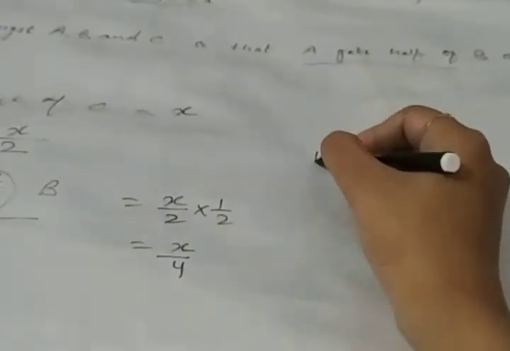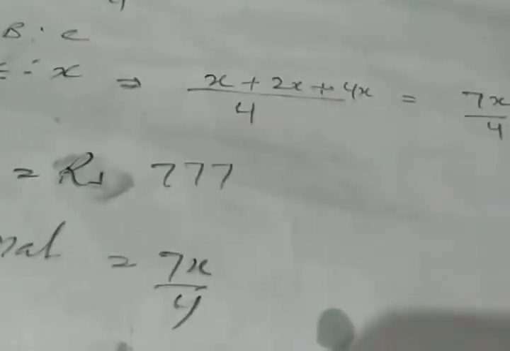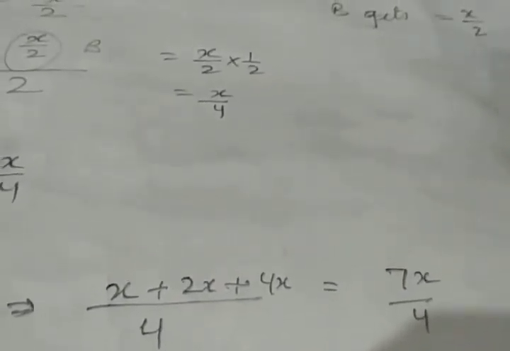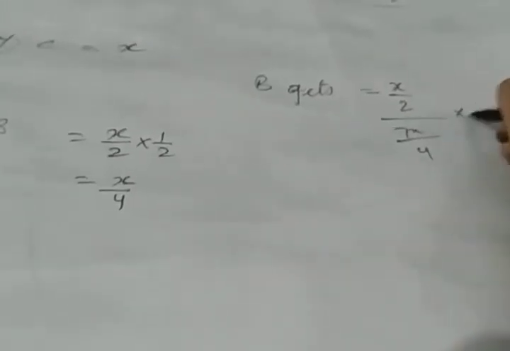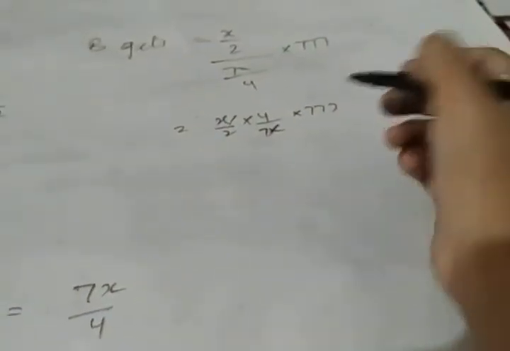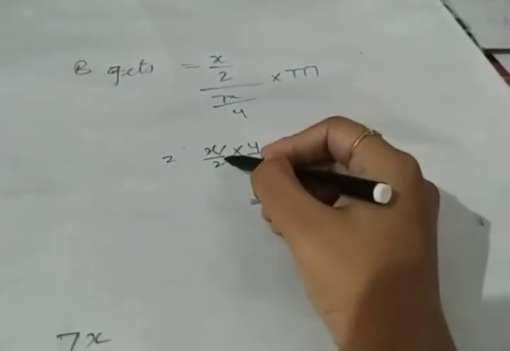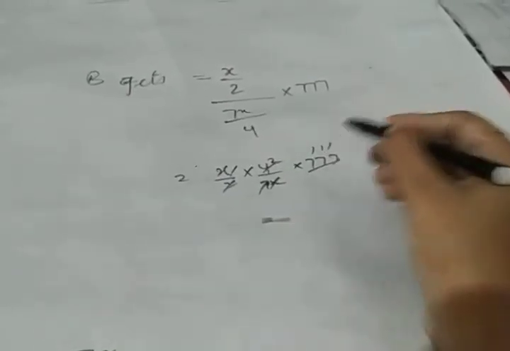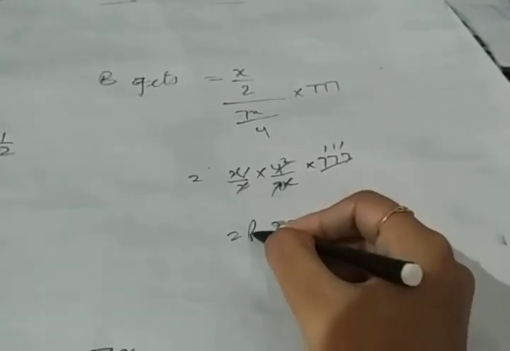Similarly, B gets: the value of B is X upon 2, divided by 7x upon 4, multiplied by 777. We can write this as 7x will be cut, 2 goes into 4, and 7 ones are 7. 2 into 111 is 222. So B gets rupees 222.